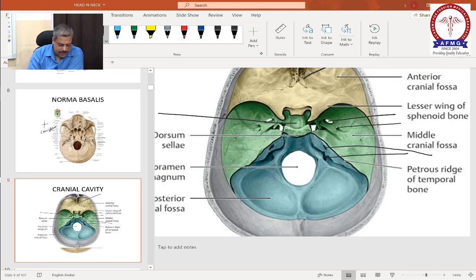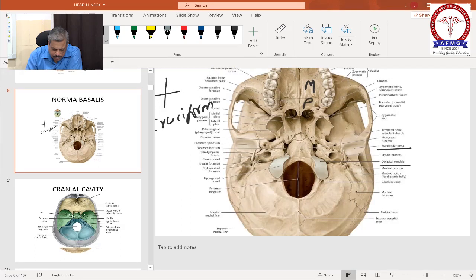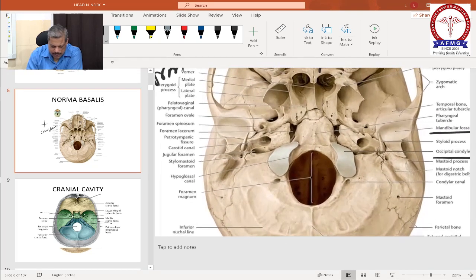Again come to the norma basalis and identify these openings from the outside of the skull. This is the foramen magnum, and now see, this is the jugular foramen. The internal acoustic meatus is present inside, because outside we will see the external auditory meatus. So importantly identify the jugular foramen. Foramen magnum, jugular foramen, clear?